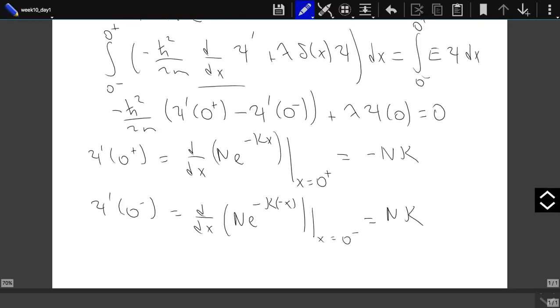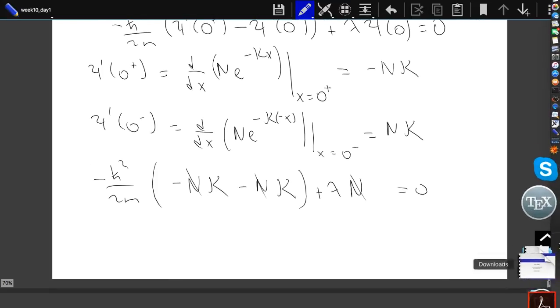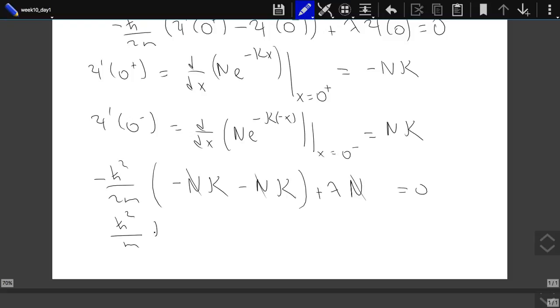So if you just put it in the above equation, we get minus h bar squared over 2m multiplied with this: psi prime at 0 plus is minus n times kappa, and psi prime at 0 minus is n times kappa, plus lambda psi 0. This is equal to 0. Now psi 0 is just n. So I can just cancel the n's, and we get h bar squared over m times kappa plus lambda is equal to 0, or kappa should be equal to minus lambda times m over h bar squared, which should be positive, by the way. So we have a bound state only if lambda is negative. Otherwise we don't have a bound state.